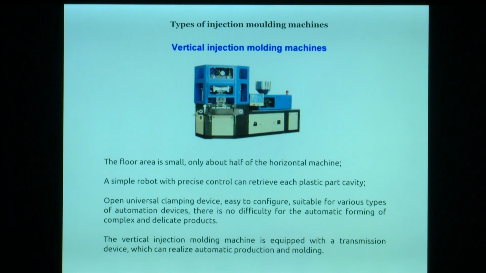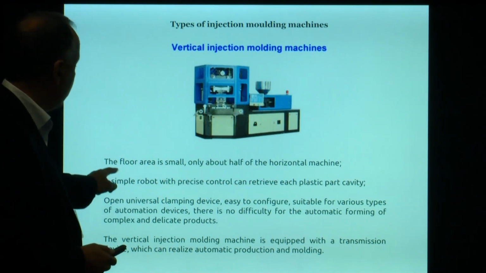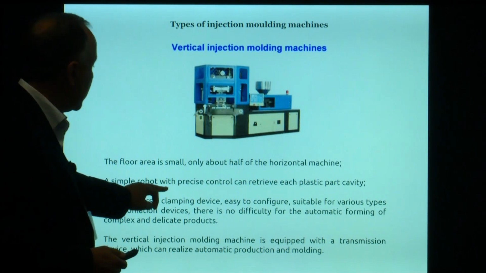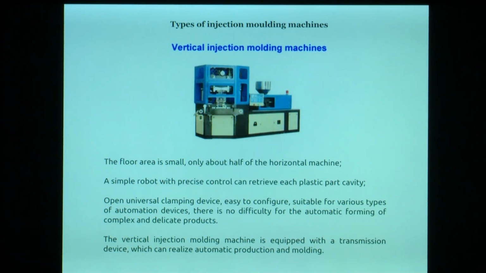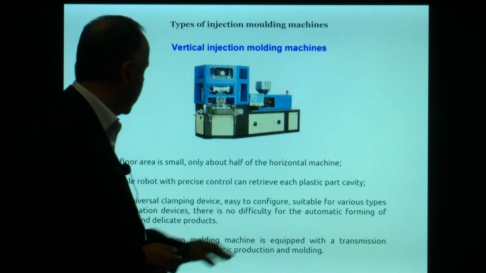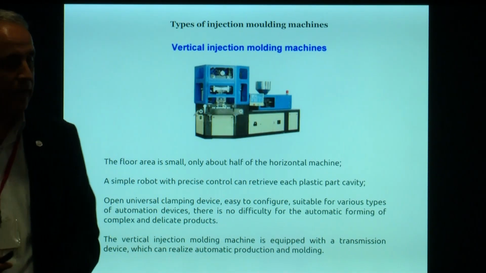And the vertical injection molding machine. With the vertical injection molding machine, you know, the floor area is small, of course, because it's working in a vertical position. And only about, let's say, half of the horizontal machine for the floor area. A simple robot with precise control can retrieve each plastic part from the cavity. The vertical injection molding machine is equipped with a transmission device which can realize automatic production and molding.